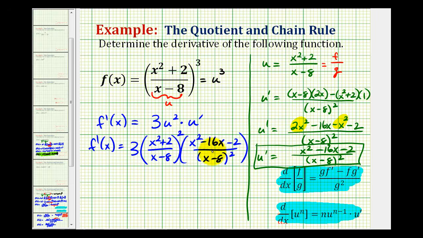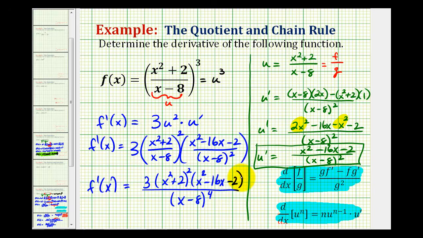Now let's go ahead and multiply these fractions together. This fraction here is being squared, so we have 2 factors of x minus 8 here, and we have 2 more here. So we have a total of 4 factors of the quantity x minus 8. And then the numerator would be 3 times 2 factors of x squared plus 2, and just 1 factor of our trinomial x squared minus 16x minus 2. So this one was kind of fun, but this would be our derivative function.